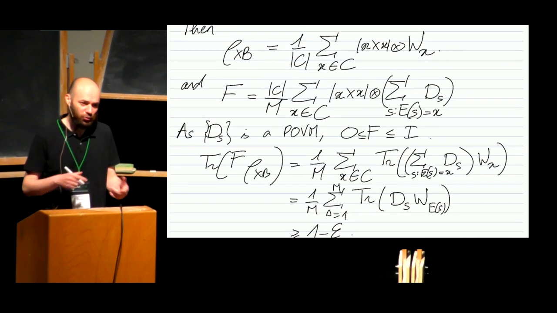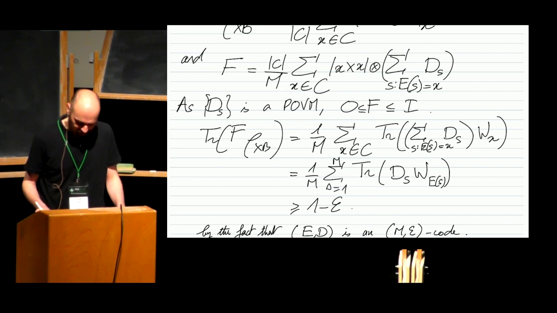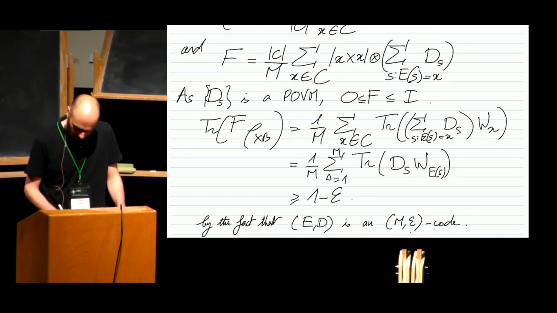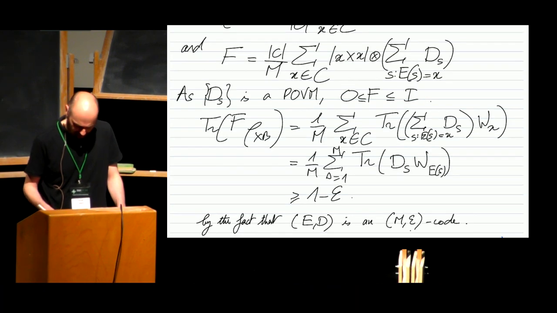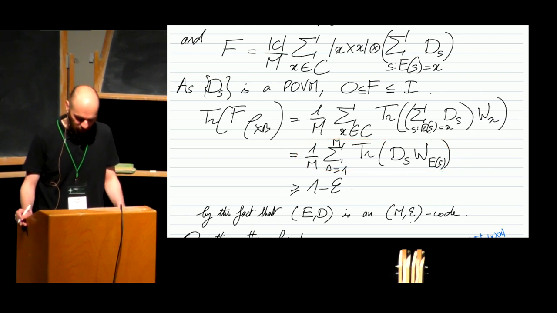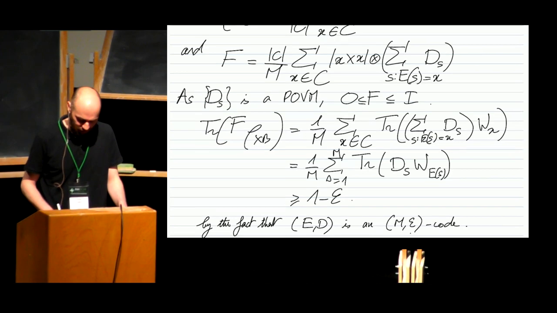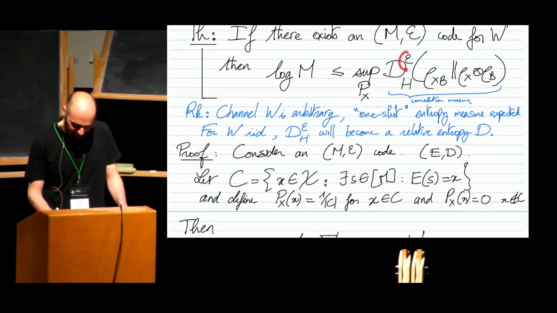Now I have to compute the two types of errors. First, the type one success probability. If I compute the trace of F times rho XB and expand this, because I forced E of S to be equal to X, this expression simplifies to just the average over all S's of trace of D_S times W of E of S. And if you recall, this is exactly the success probability of the code. By definition of the code, this is 1 minus epsilon, because we started with an epsilon-M code. So the type one error probability is good, at least the epsilon part is good.